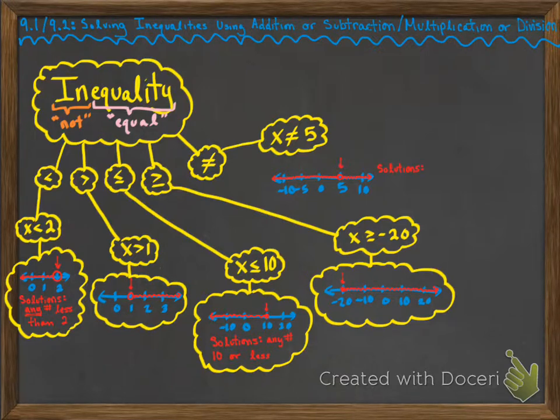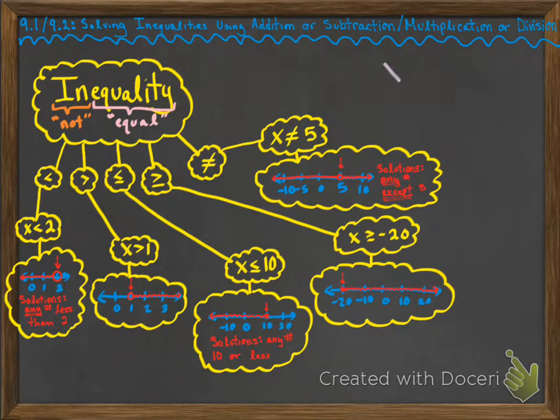So solutions, literally any number except for 5. All right. I want to look at one little example. x is less than or equal to 7.